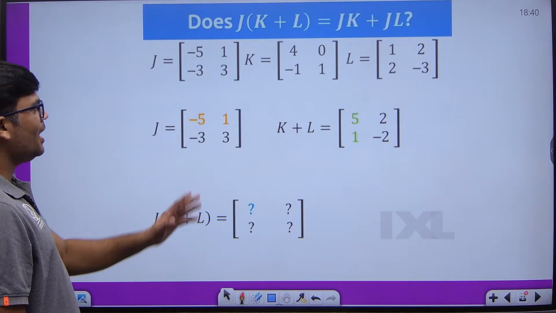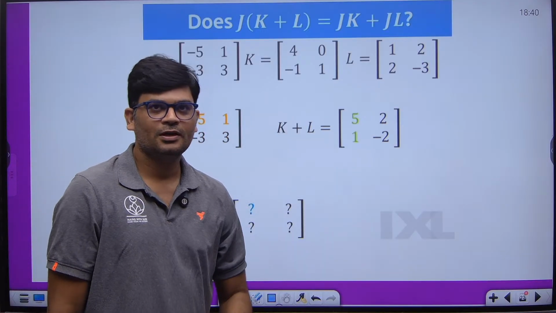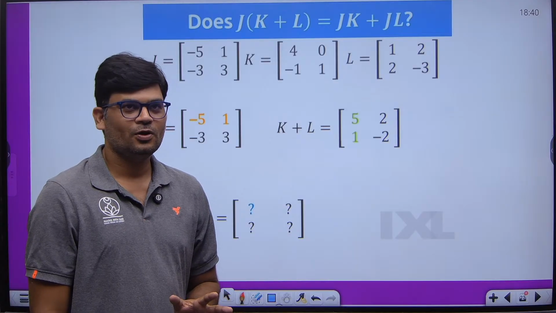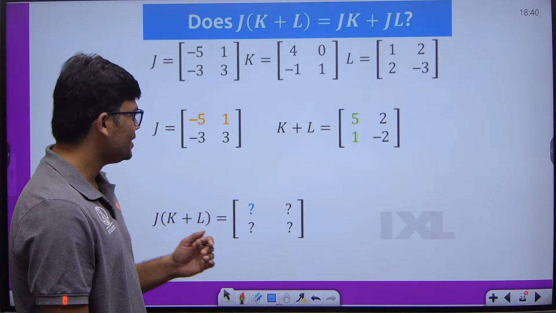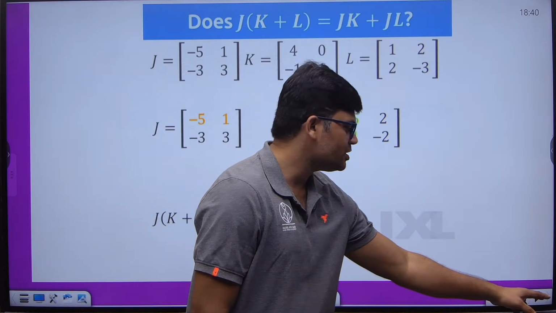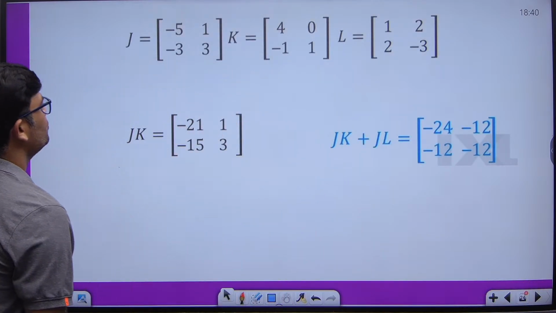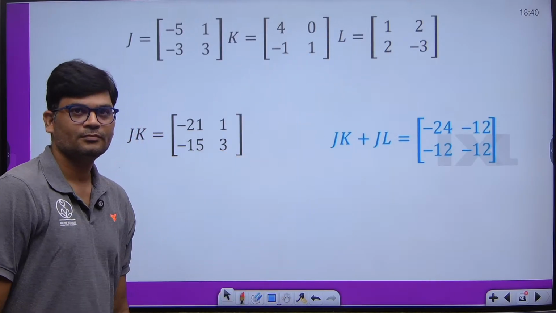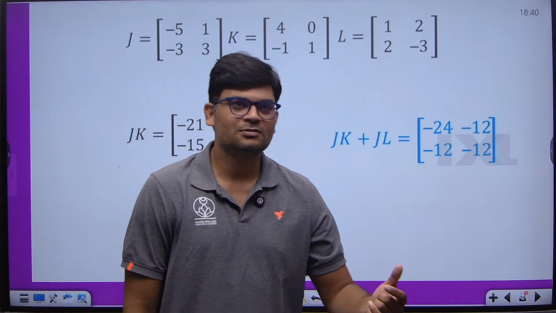Now is it distributive? Let us check whether it is distributive. So yeah, it is distributive. You don't need to check as well. So we will check in the questions. Further questions we will check it. So this is J, this is K, this is L. Okay, so let's find JK first.